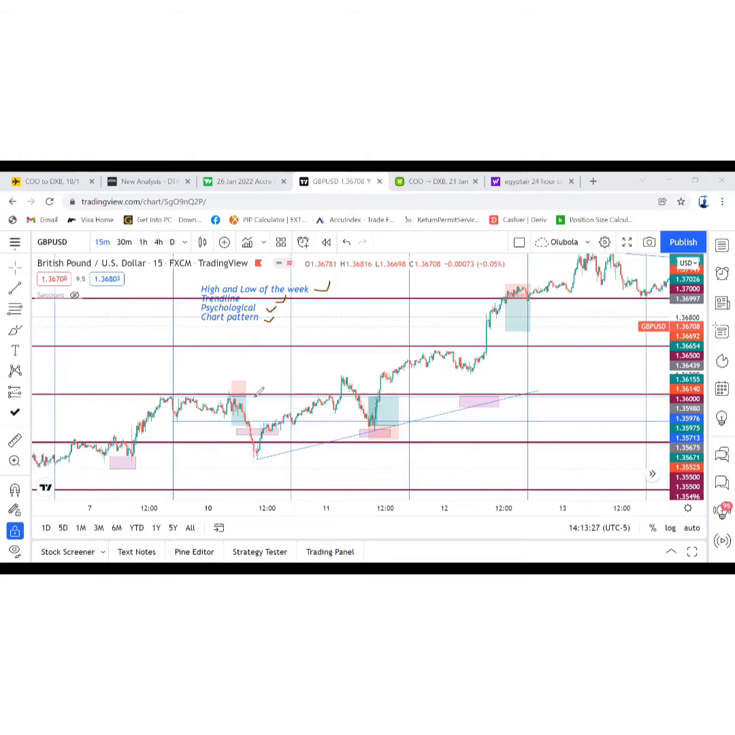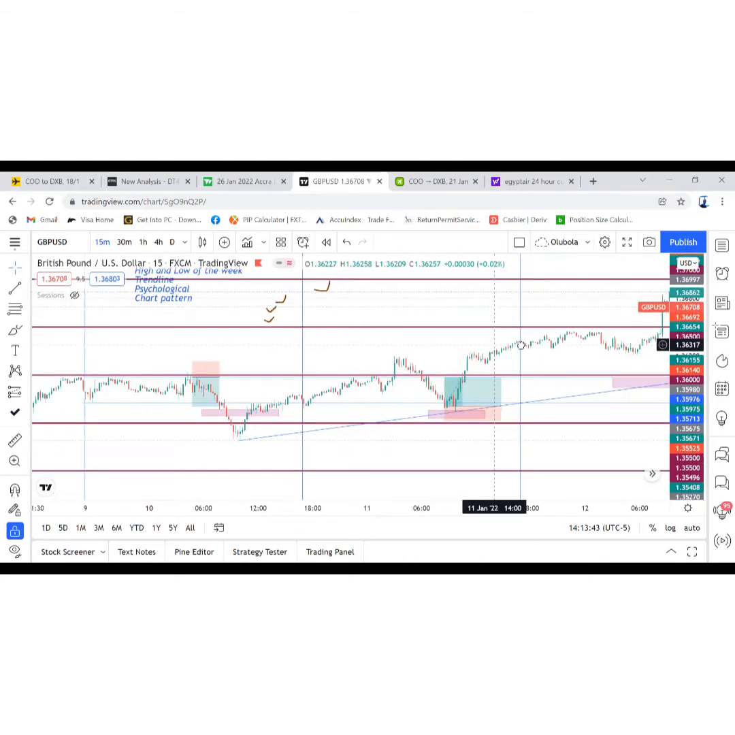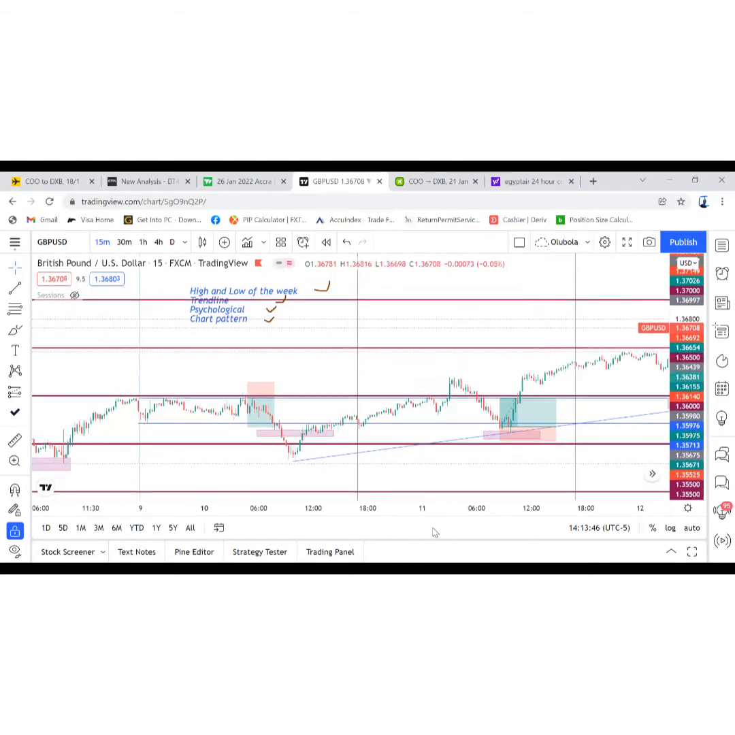And now, what happened on Monday? On the same Monday, I have a trade that I placed. I'm going to explain the reason why I placed the trade on Monday. On Monday, I have my high and low of the week. The market is reacting in that area. I don't have a trend line. I have my psychological level, that is 2, and I have a chart pattern.